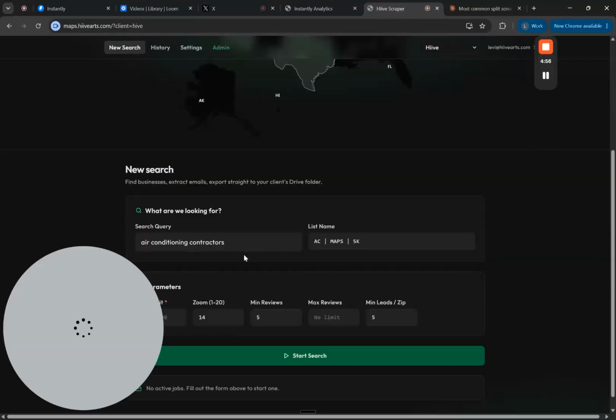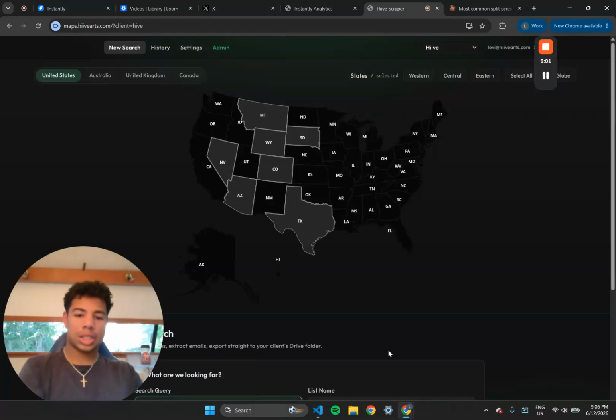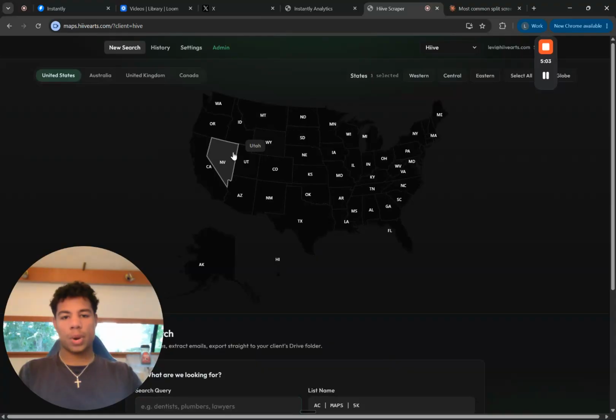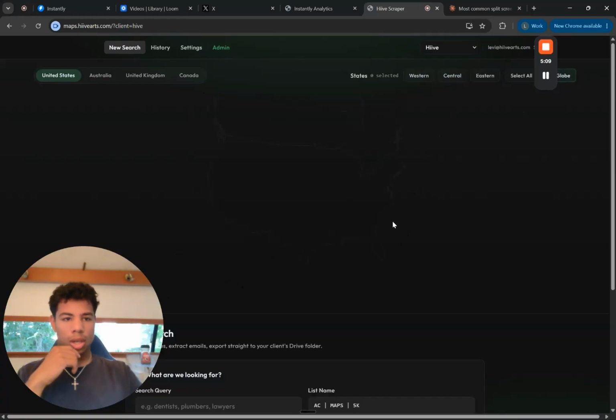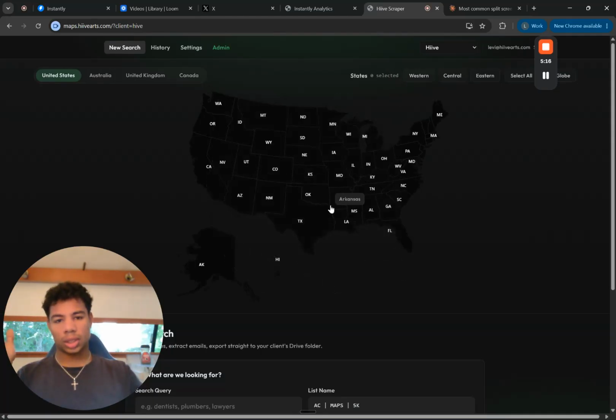So this is the custom scraper that we built. I was doing a demo here before. Essentially what you can do is you can scrape anywhere, not just in the US, but Australia, United Kingdom, Canada, and we're adding more countries to it as we go. We click the globe view here. You can see the whole globe. Click in wherever we want to scrape leads from. It's usually the US. Select which states.